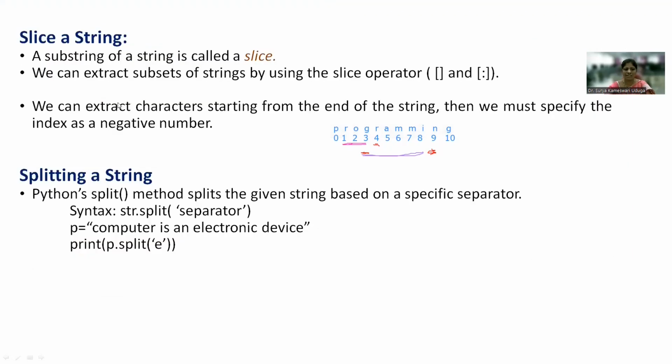Next, splitting a string. By using some separator, we can split the entire string into some words. Suppose in this example we take the string, computer is an electronic device. If I split the entire string based on the letter E, what is the output? Here we have an E, so it is split at this point. Again we have an E here, so it is split at this point. We will see the example.